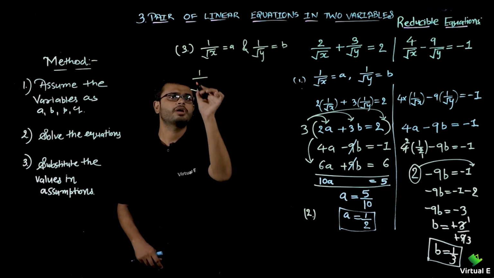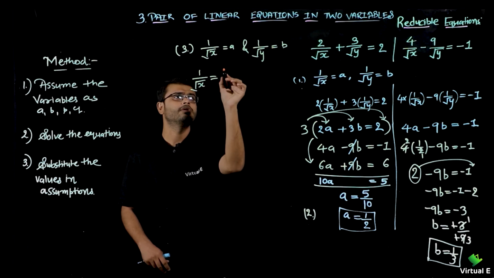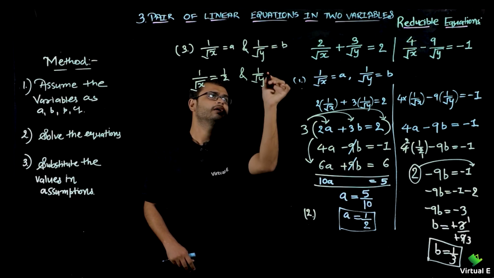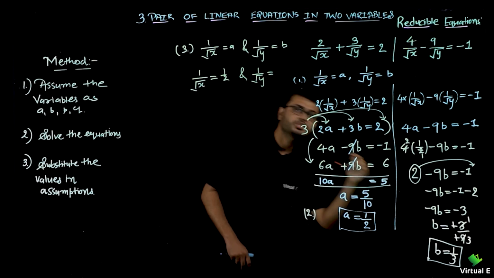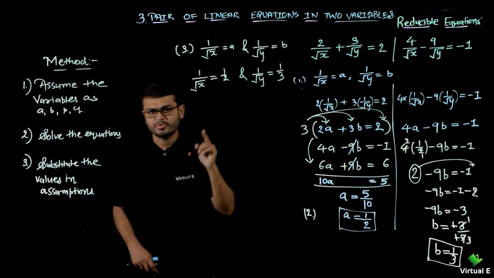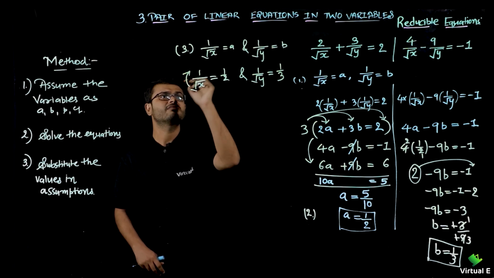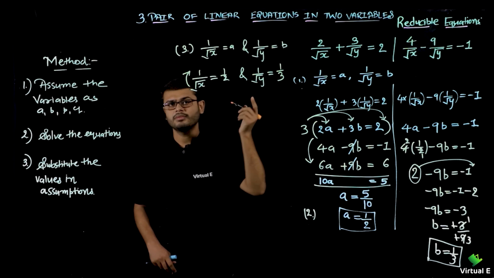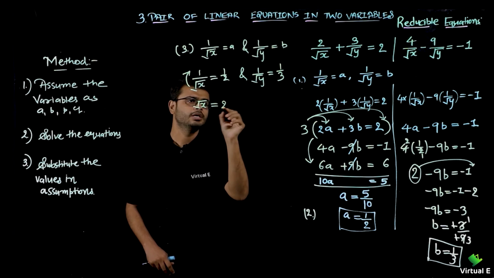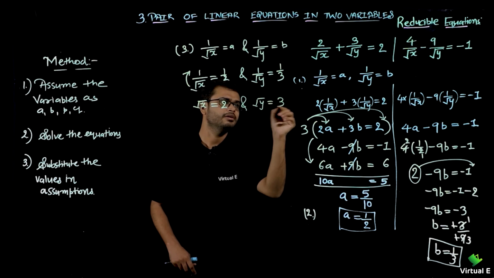So 1 over square root of x. What is the value of a? Which is 1 over 2, and 1 over root y is equal to, what is the value of b? Which is 1 over 3. So I will be doing the reciprocal like we did in the previous case. So the denominator will go up and the numerator will come down. So this is root x and this is only 2, and this is only root y, and here 3.